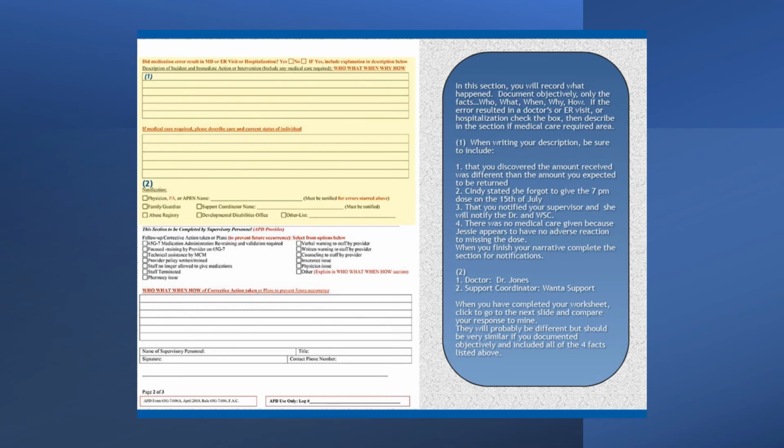When you finish your narrative, complete the section for notifications. Part 2. 1. Doctor is Dr. Jones. 2. Support coordinator is Want to Support. When you have completed your worksheet, click to go to the next slide and compare your responses to mine. They will probably be different, but should be very similar if you documented objectively and included all of the 4 facts listed above.